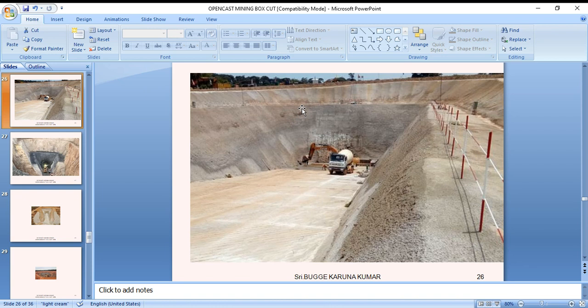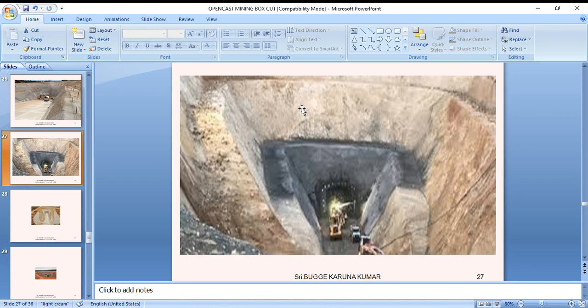Now we go to the next slide. Here the box cut is shown in a different way. It should preferably be located where the deposit has high grade mineral, to compensate the development cost. Unnecessarily starting in an inferior grade area should be avoided. The location should be where the richest mineral property is, so that we get more profitable activity initially.